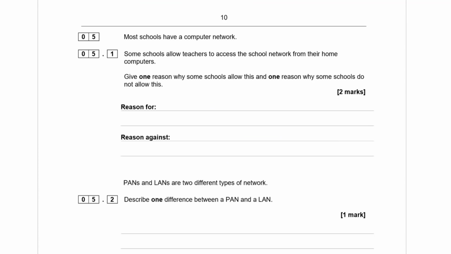Question 5 is about network. So most schools have a network, and some schools allow teachers to access that network from their home computers. Give one reason why they would allow this and one reason why some schools do not allow this. So with these kind of questions, you really want to relate it to the scenario they're giving. They're not just giving that example for no reason. You should really try and relate it. So the reason for this is not really a computer science reason, but access students' work so they can mark it. Students' work to mark from home.